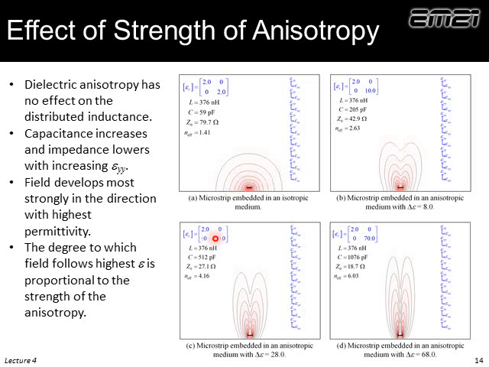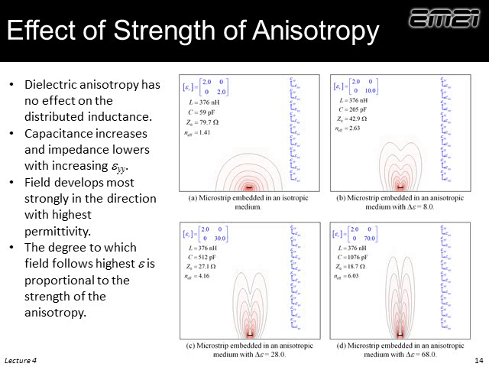Well, let's go to higher anisotropy, 2 and 30. The field gets even narrower and even taller, and as we go up, narrower and even taller. So the conclusions here, the big ones, are that the field tends to develop in the direction with the highest constitutive value, the highest permittivity in this case, and the greater the anisotropy, the more it tends to do that.